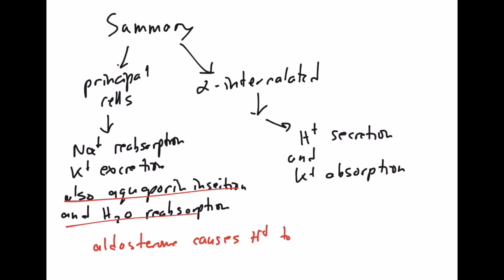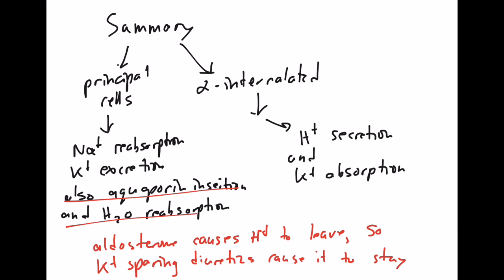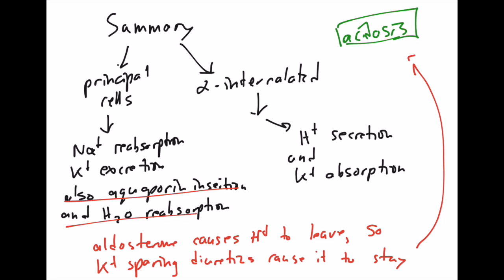Aldosterone, remember, causes H+ to leave. So K+ sparing diuretics, which block aldosterone's action, make the H+ stay, causing the body to have an acidotic state. So that's how you can remember that.